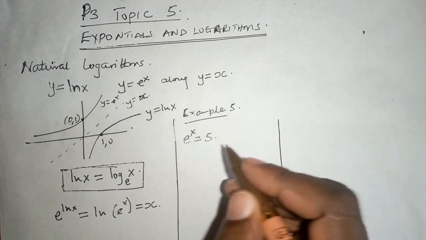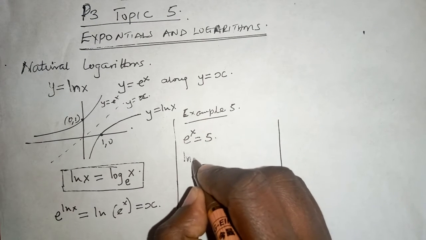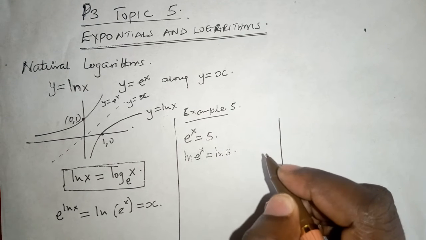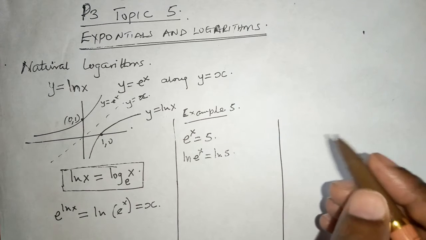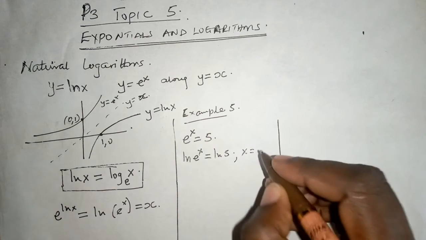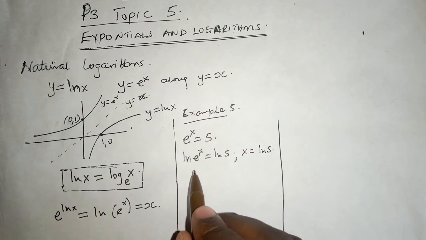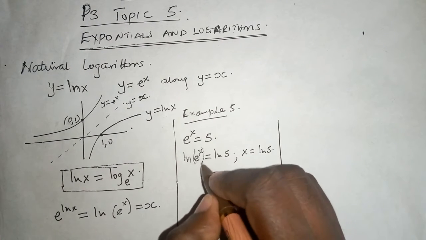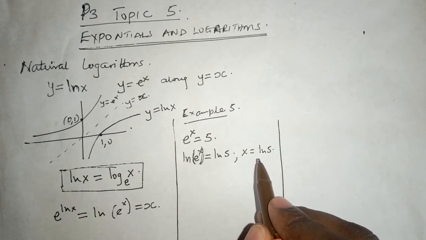And of course, if we introduce natural logarithm on both sides, we are going to say ln e raised to power x is equals to ln 5. And having said that, it is true that x is going to be ln 5. If you look at it this way, you will find that x is ln 5.